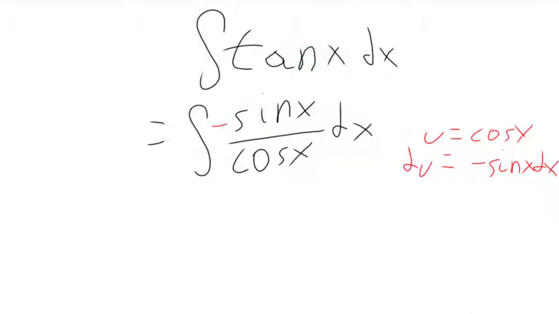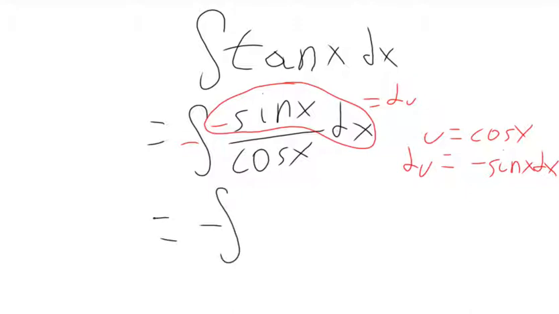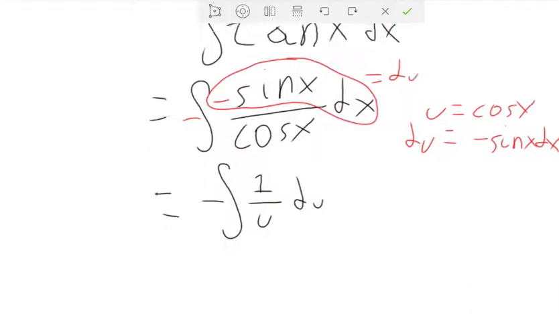And here's a sine of x dx. So if there were a negative right here, that would be pretty nice, because then it would just be my du. But I can't just put down a negative, because that would change the whole thing. But I can put down another negative right here, and then these two negatives, when you multiply them, cancel each other out. So now this right here is my du. So now we are looking at negative integral of, so my negative sine of x dx is my du, and then I'm left with 1 over cosine of x, which is my u.